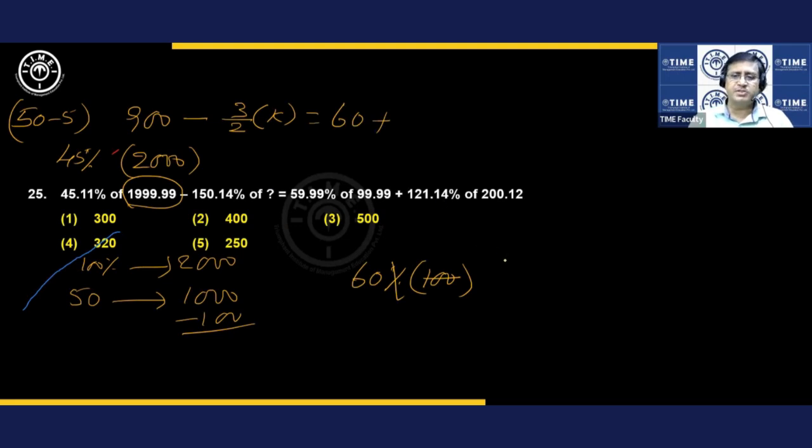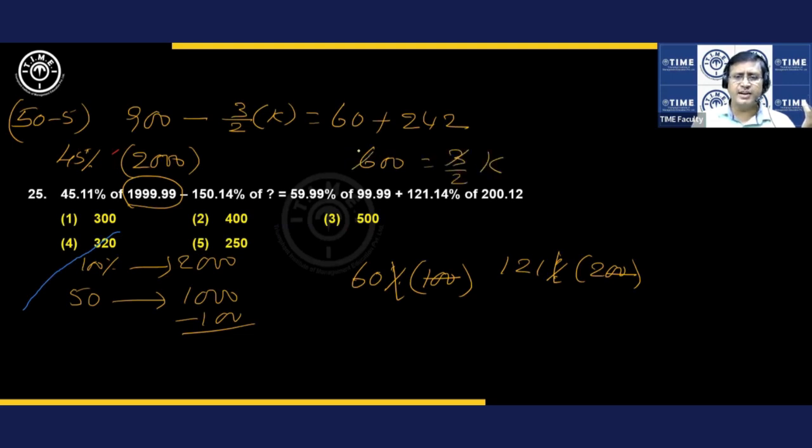121.14% means 121%. 121% of 200.12 means ignore the decimal part, just consider integer. Percentage and 0 cancel. 2 times of 121, that is 242. Simplify this. 240 plus 60, 300. 300 plus 2, 302. 302 subtract from 900. 302 means just ignore the 2, subtract from 900. 900 minus 300, that is 600. Is equal to 3 by 2 of K. It goes exactly 2 times.